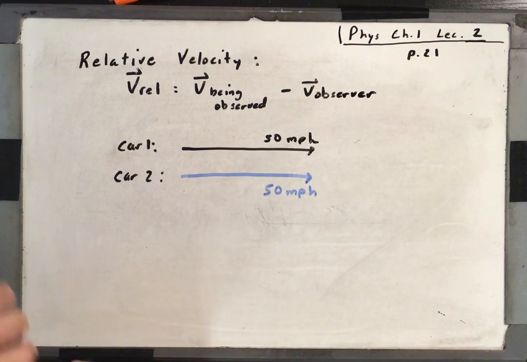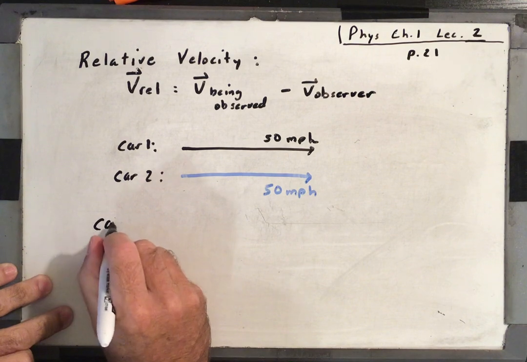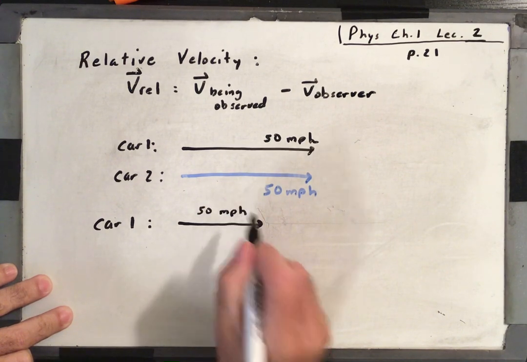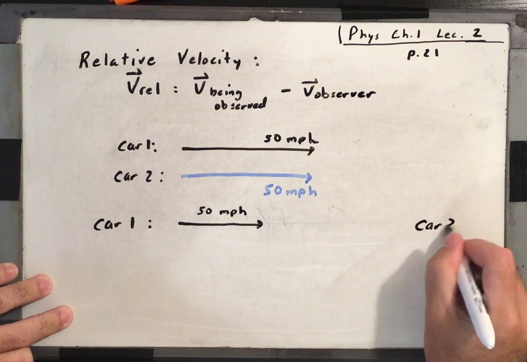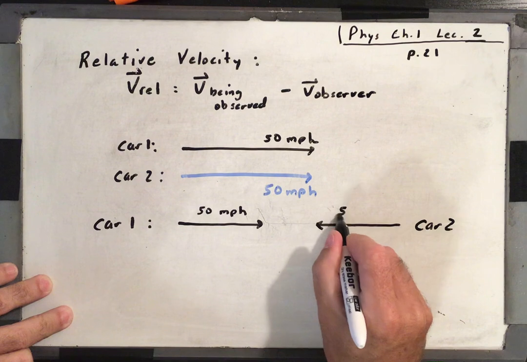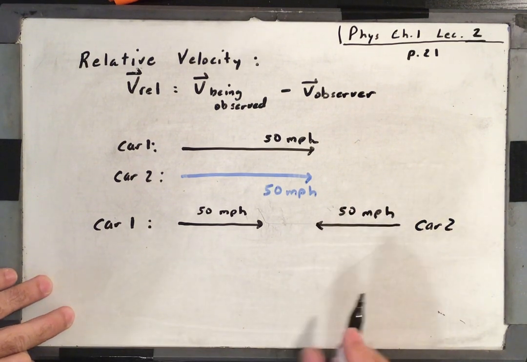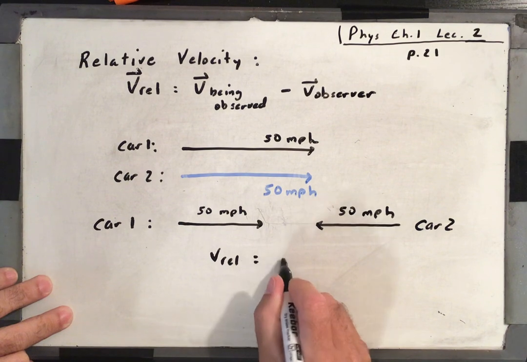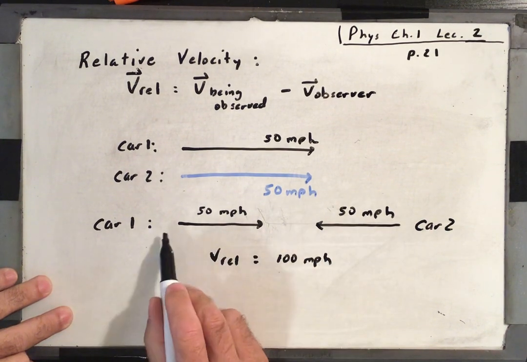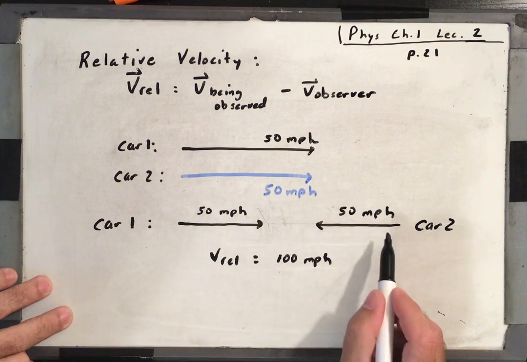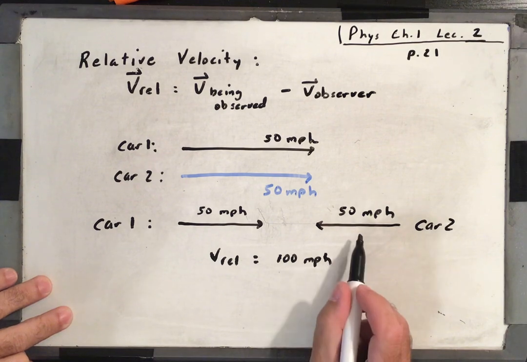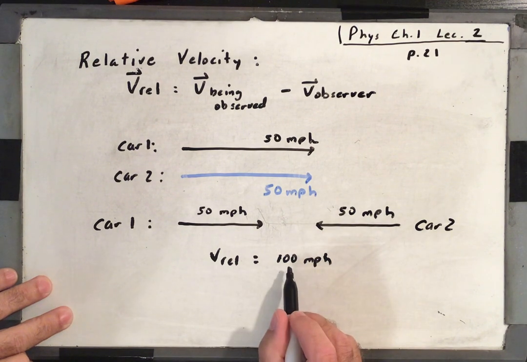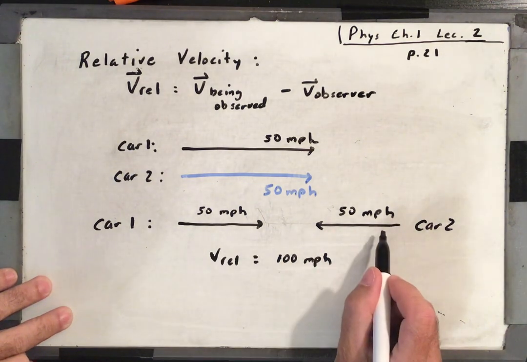All right, so let's say that car 1 is moving at 50 miles an hour this direction, and then car 2 is moving at 50 miles an hour this direction. If that's the case, the relative velocity is actually 100 miles an hour, because in car 1, let's say you're in car 1, you're moving at 50 miles an hour, and car 2 is coming towards you at 50 miles an hour. As far as your observation goes, it looks like that car is coming at you at 100 miles an hour because it's your velocity plus the other car's velocity.